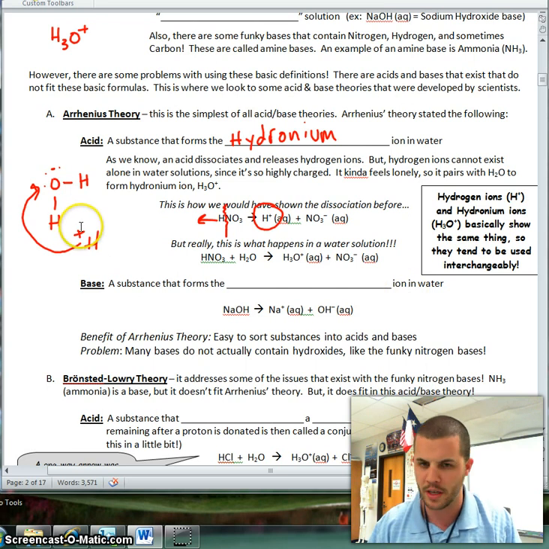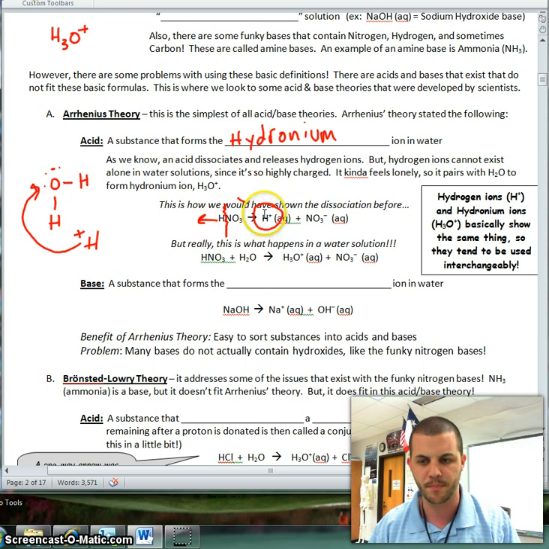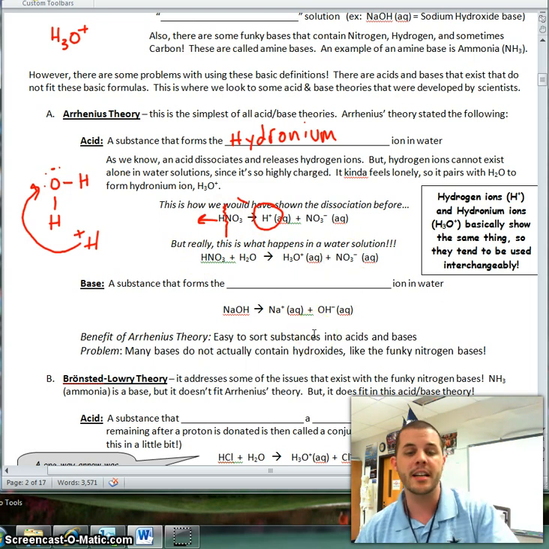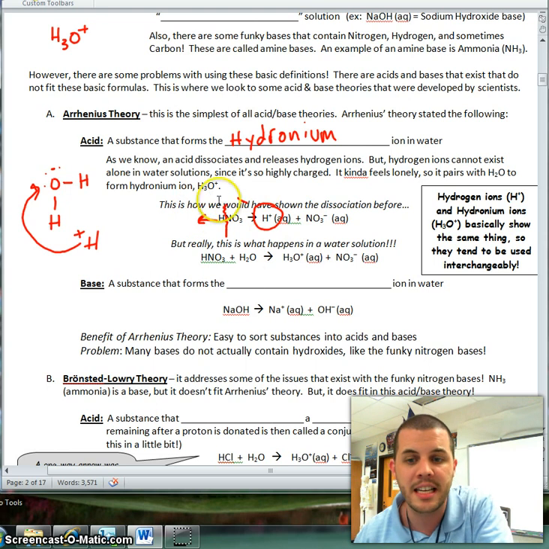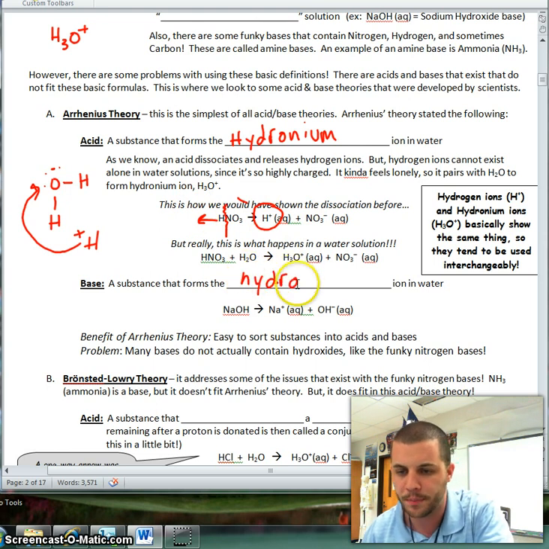So that's why you have protons or hydronium ions. This proton is never really going to exist by itself. It's always going to make the hydronium ion, but for simplicity, a lot of times when we break it down, we're just going to write it as H plus. So what this is showing is that nitric acid actually reacts with water to form a hydronium ion plus a nitrate ion. Arrhenius also said that a base is a substance that forms a hydroxide ion in water.